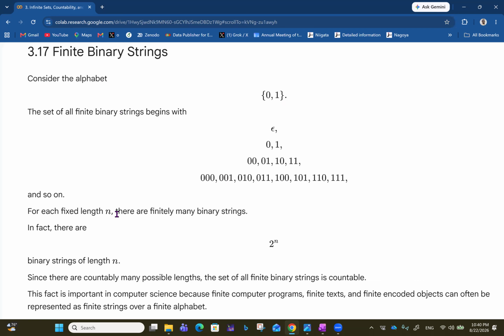So for each fixed length n, there are finitely many binary strings, right? So in fact there are 2 raised to power n binary strings of length n. So since there are countably many possible lengths, the set of all finite binary strings is countable. This fact is important in computer science because finite computer programs, finite text, and finite encoded objects can often be represented as finite strings over a finite alphabet.